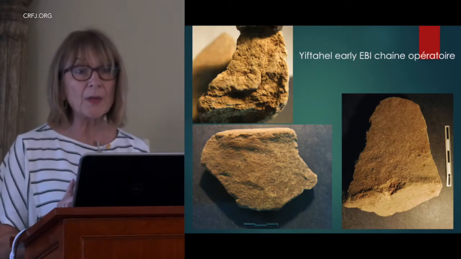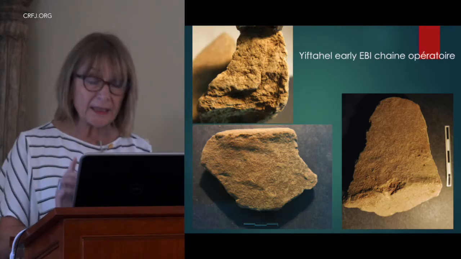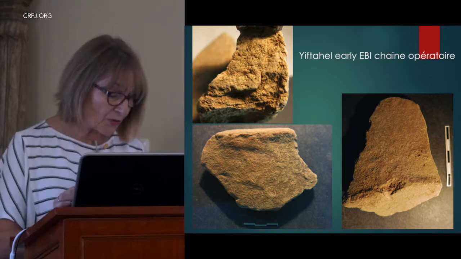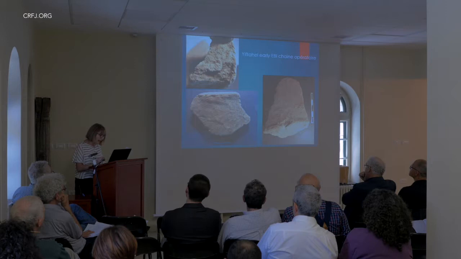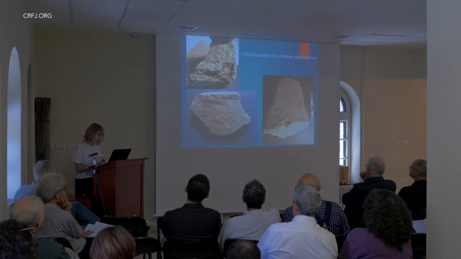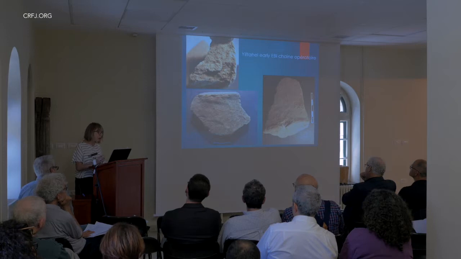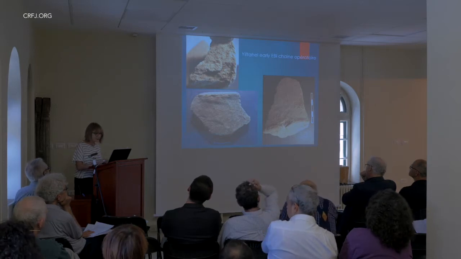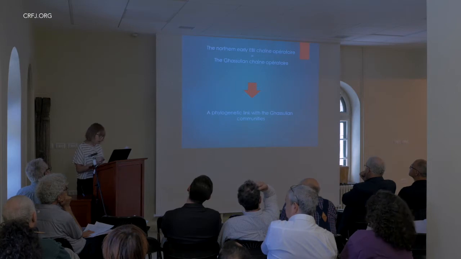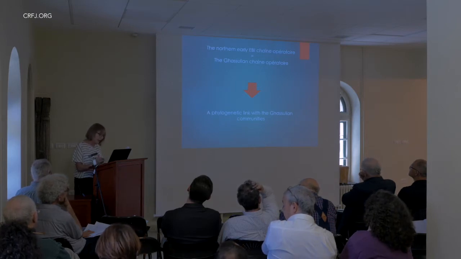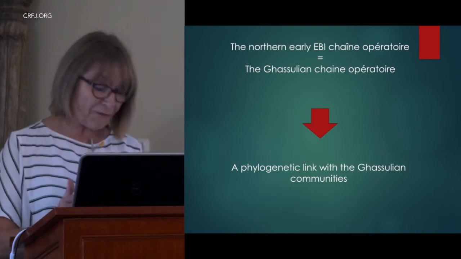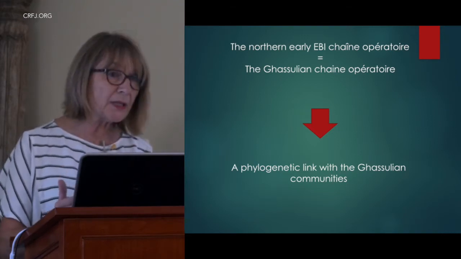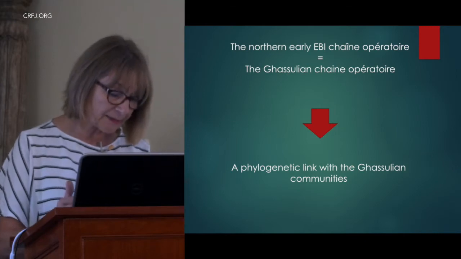This Rasoulian chaîne opératoire has also been observed at Iftael Stratum 2. Same coarse clay paste, same way of making the base, same way of forming the bodies, and same surface treatment, namely coating and red slip. This similarity of the chaîne opératoire between the Rasoulian and the early EB1 ceramics suggests a phylogenetic link between the Rasoulian and the early EB1 communities. This amounts to saying that the northern Rasoulian communities were the ancestors of the northern EB1 communities.